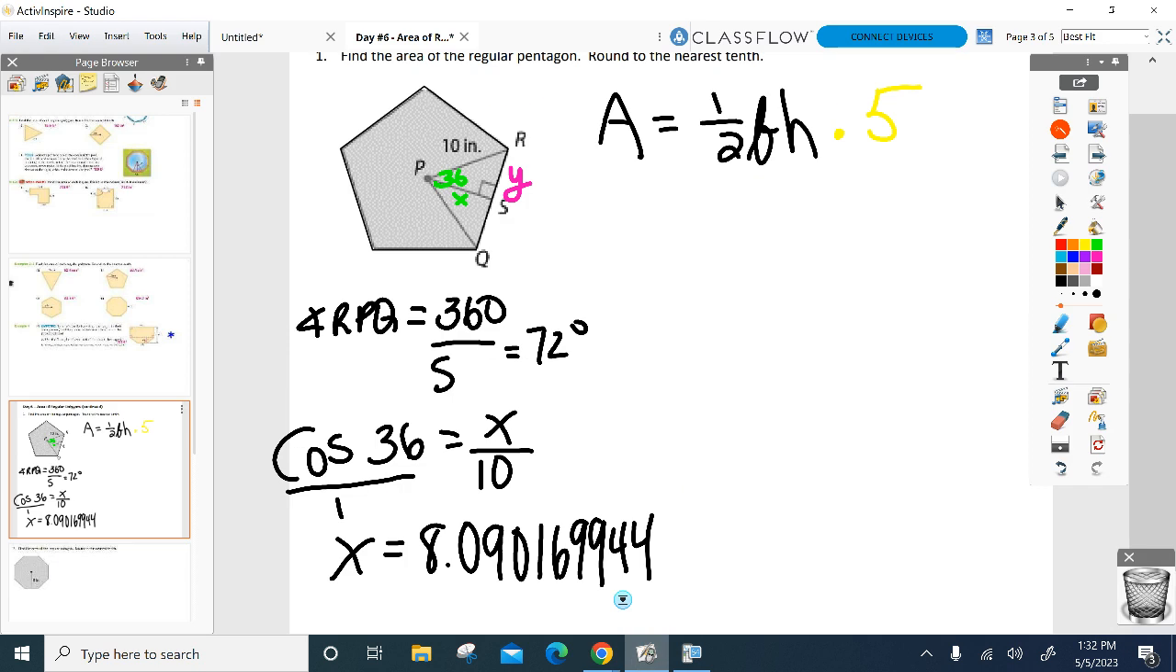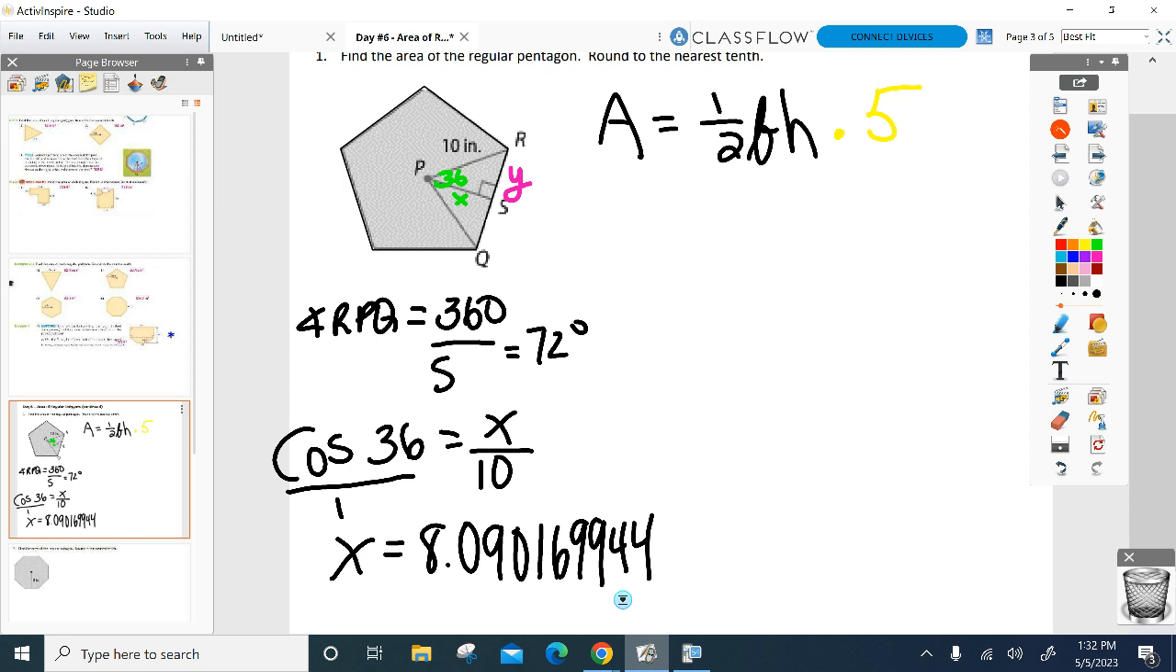5, so I find RS, but I'm not going to plug that into the formula until I do what with it? Multiply it by 2. All right, how can I find Y? Options. Here you go, kids. Options. How can I find different options? How can I find Y or RS?